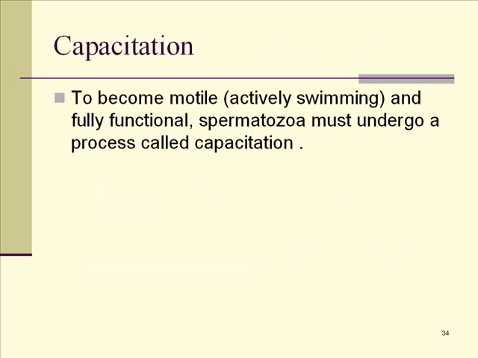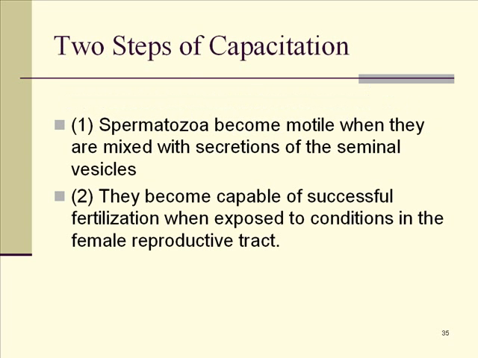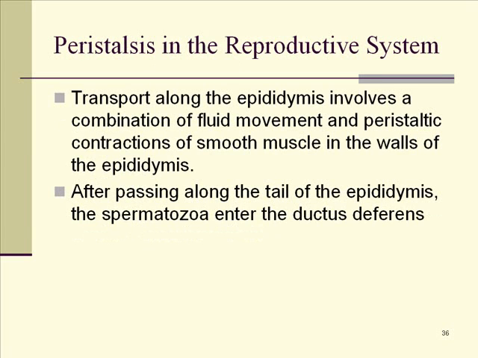There is a term that you should be familiar with referred to as capacitation. This is when the sperm becomes mobile or motile. It's actively swimming. It's very functional at this point. Spermatozoa must undergo this process of capacitation. Two steps of the capacitation include: it becomes motile, and when it's mixed with secretions from the seminal vesicles, they become capable of successful fertilization when exposed to conditions in the female reproductive tract.